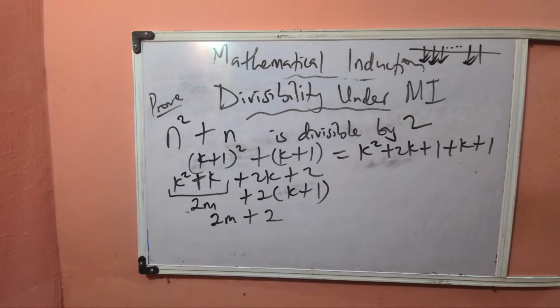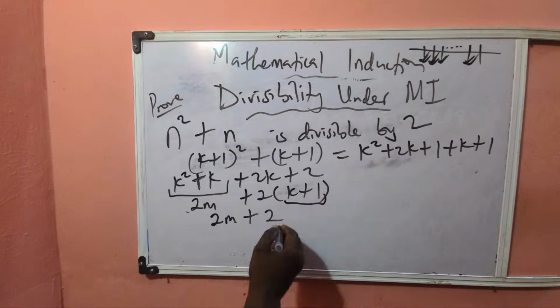Will k plus 1 be an integer value or not? Of course, it will. If you have any integer value, let's say 11, 11 plus 1 will still be an integer. 20 plus 1 will still be an integer. So k plus 1 will always be an integer as long as k was an integer.